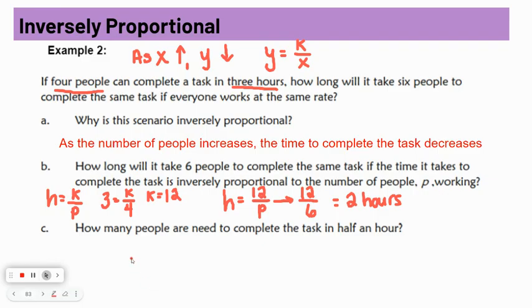So in part C, it says how many people are needed to complete the task in half an hour. So if they had all the resources available to them and they said, we need this done in half an hour, so now my time is half an hour. We know our constant is 12, and we want to know how many people. So I can cross multiply. 1 times p is p, and 2 times 12 is 24. So I would need 24 people in order to complete that task in half an hour.